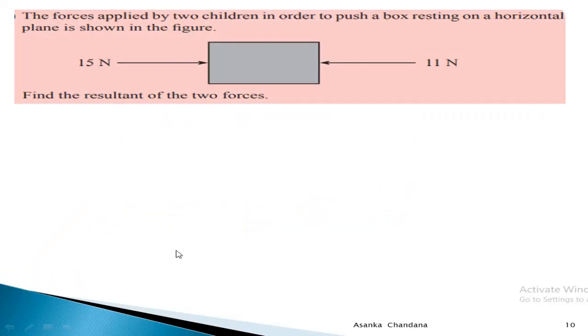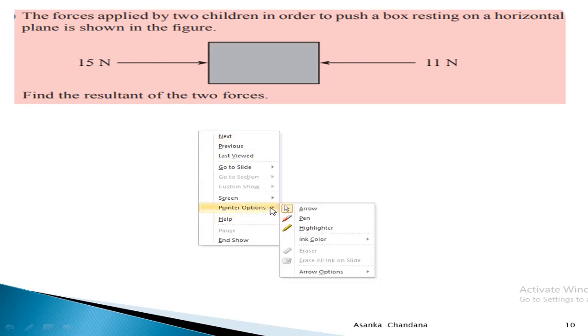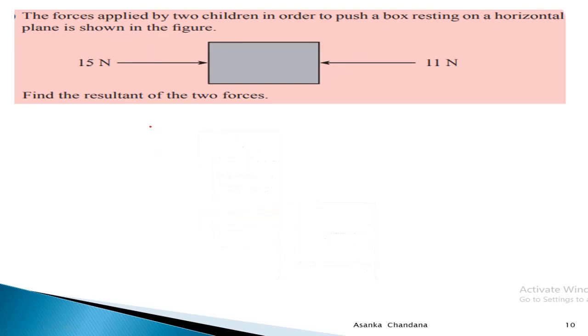Right, the forces applied by the two children in order to push a box resting on a horizontal plane are shown in the figure. They exerted 15 Newton and 11 Newton. Find the resultant force in this situation. How do we find the resultant force?